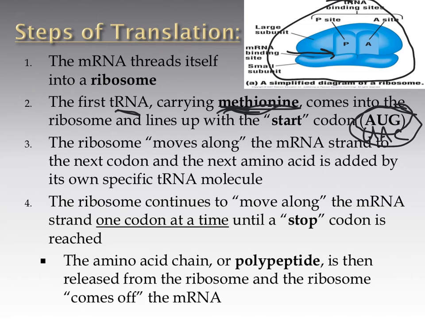Once it moves to the next 3-letter code, it's going to read that codon. And the tRNA with the correct anticodon is going to bring in the correct amino acid. And then those 2 amino acids are going to be bonded together through peptide bonds, which is why proteins are called polypeptides.